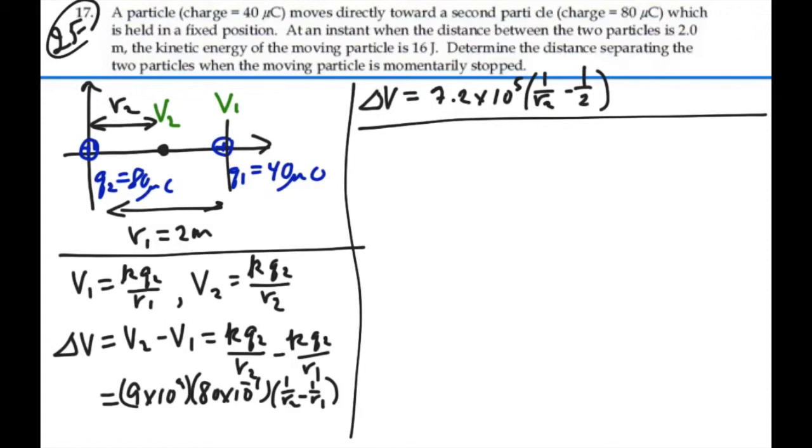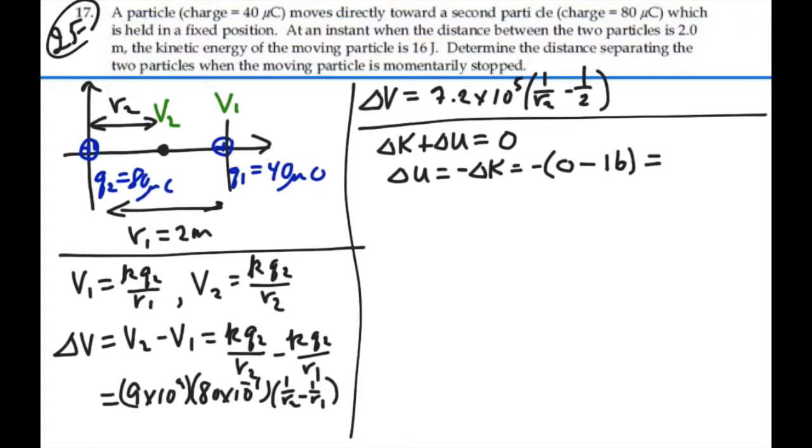We want to use energy. So we know that the change in kinetic energy plus the change in potential energy equals 0. So the change in potential energy is going to equal the negative change in kinetic energy, which would be the negative of our final kinetic energy, which would be 0 because we stopped, minus our initial kinetic energy, which we were told is 16 joules. So we have a negative negative. This is going to be a plus 16 joules.